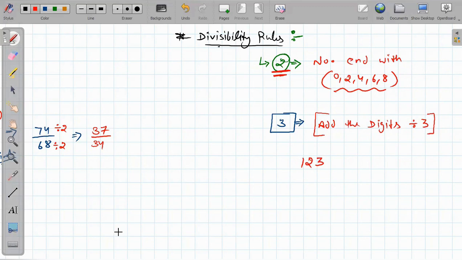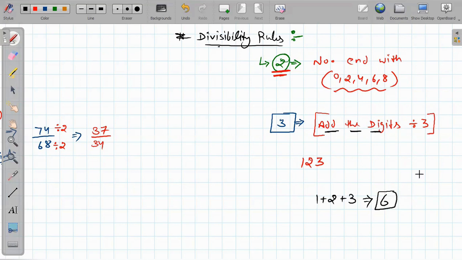How to check? Just divide it by 3, but it will be time-taking if we want to make sure in a fraction or a ratio whether we can divide by 3 or not. So this rule will help you. What the rule is saying: add the digits. 1 plus 2 plus 3 will tell you what? 6.